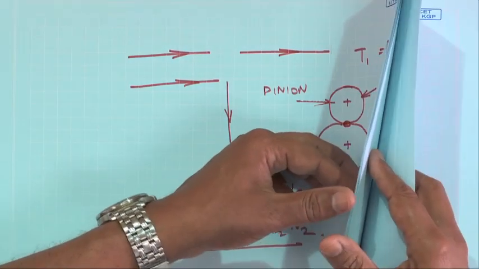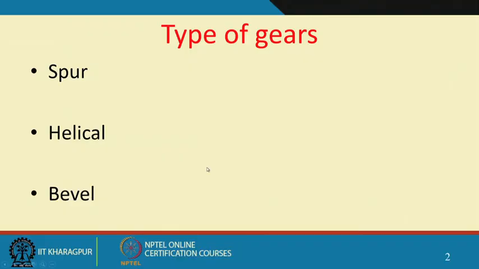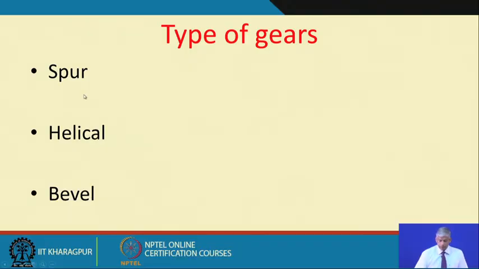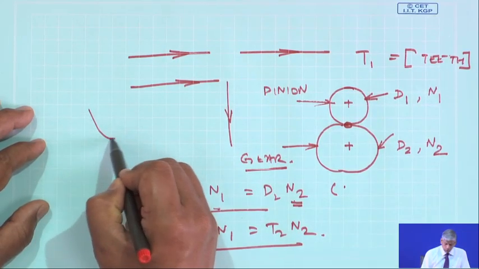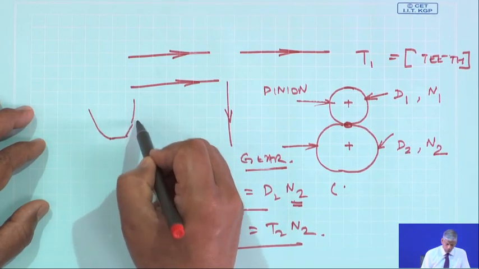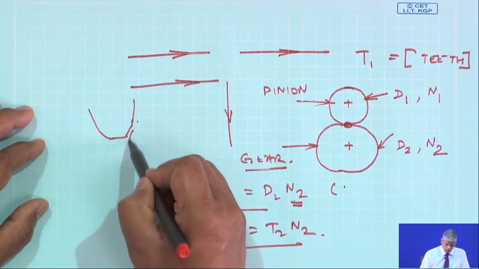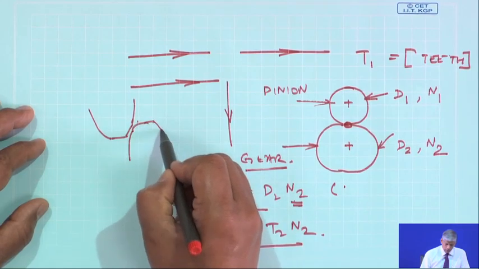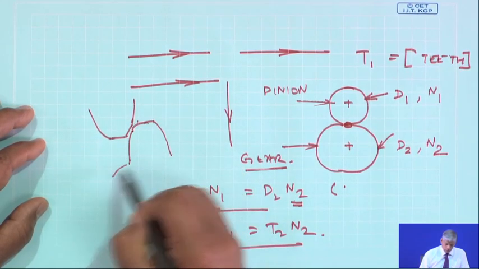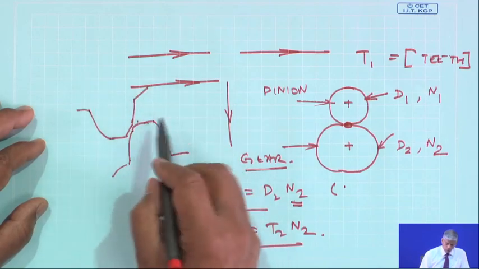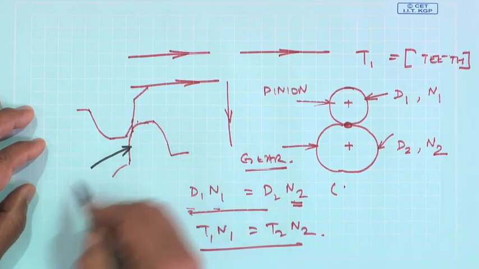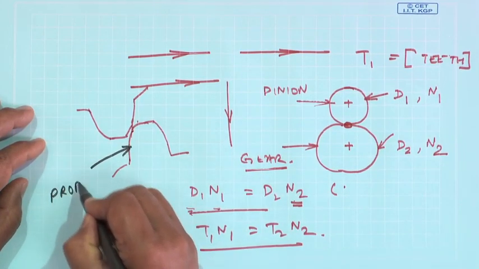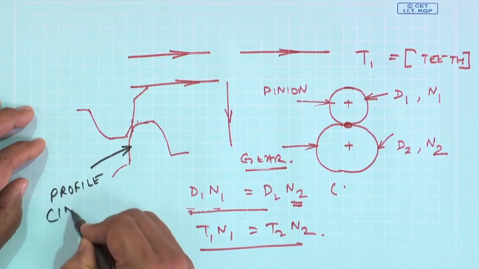And then there are gearboxes, depending on the type of gear, depending on a certain profile of the gear tooth. Okay. Gear teeth are meshing. I am just drawing one tooth. So, they have to have a certain profile. The gear profile is usually an involute.